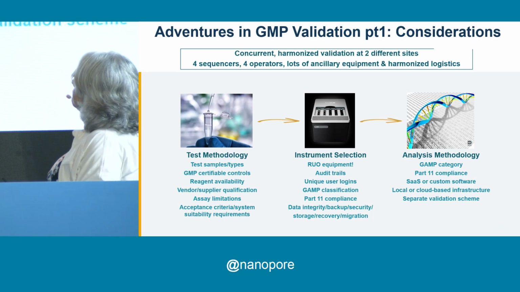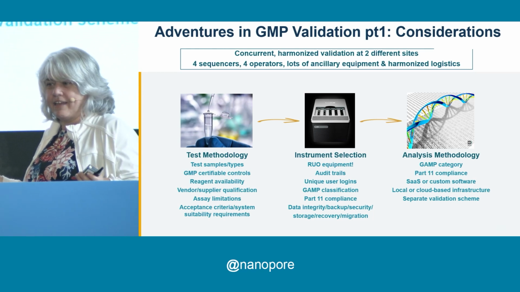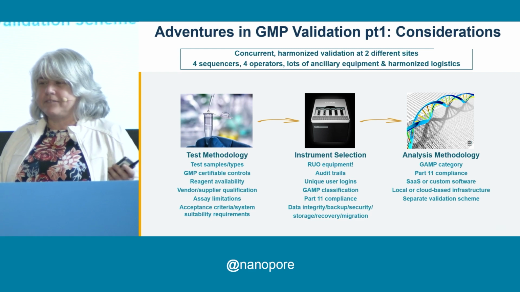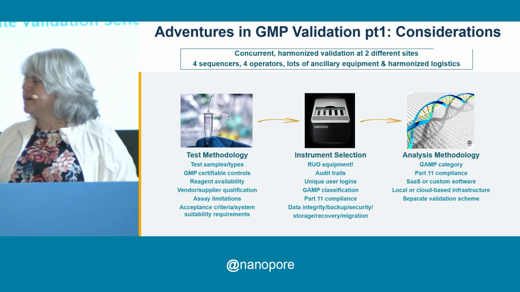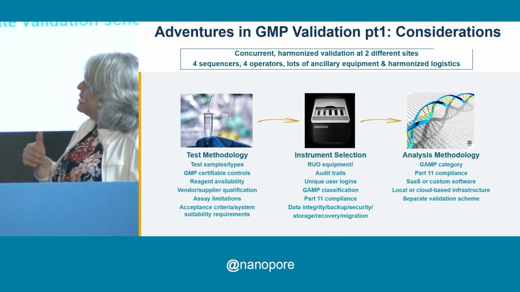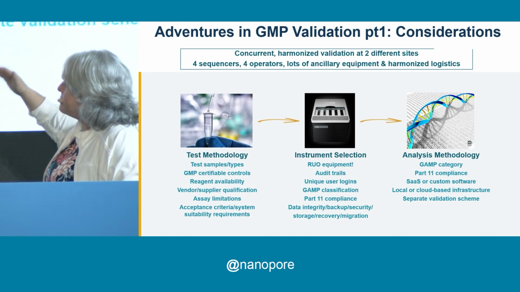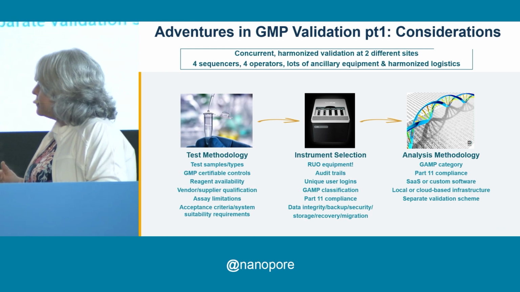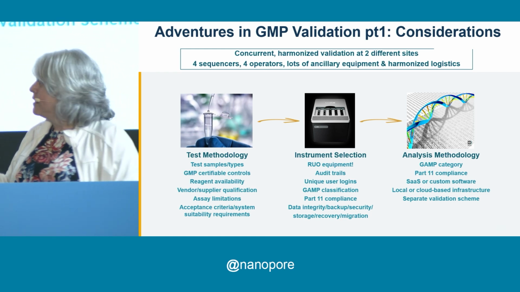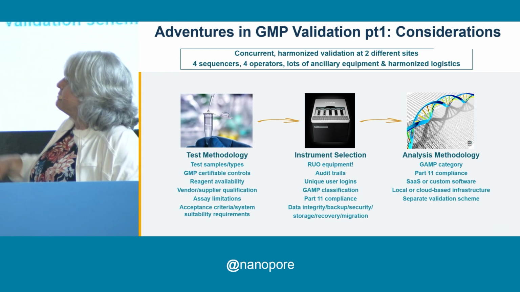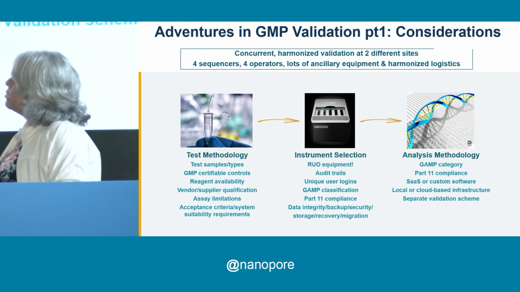Okay, so adventures of GMP validation. We now have this, that's our test. We want to validate that test. Okay, we built a test on R9s, flow cells, and earlier chemistry. Great, we now need that to be stable. We have our test methodology. It could be any cell type. We have to have GMP certifiable controls. We have to make sure our reagents are available for eternity for this test. We have to do vendor supplier qualification. We have to understand what our assay limitations are, what we can and can't do.